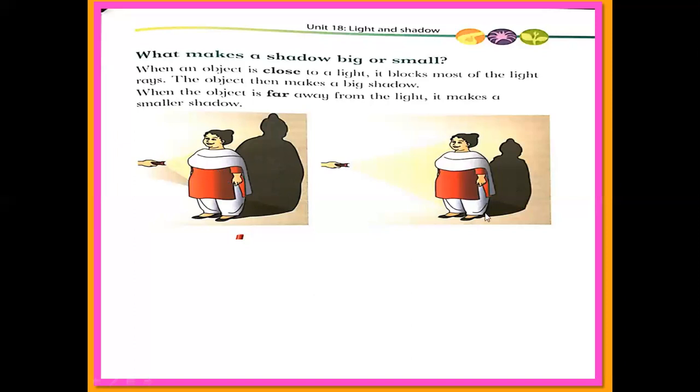Now, in this picture, you can see a small shadow. Now, how is a small shadow formed? When light is far away from the object. This is the object and this is the light source, meaning torch. Now, what happens when light is far away from this object? Then it makes a smaller shadow. Okay.